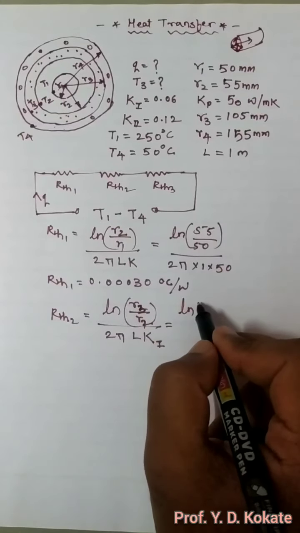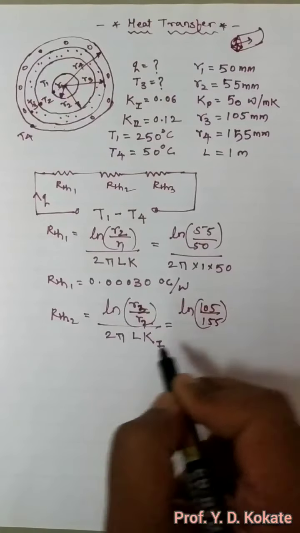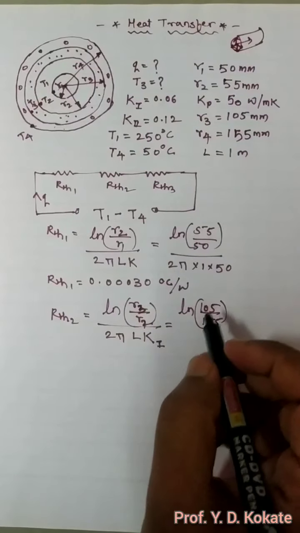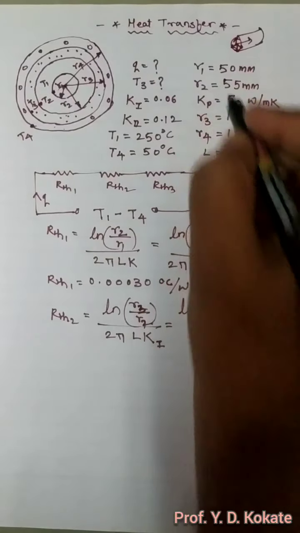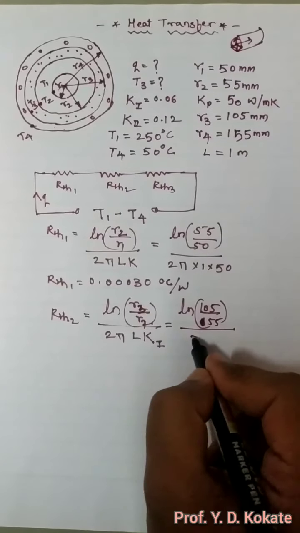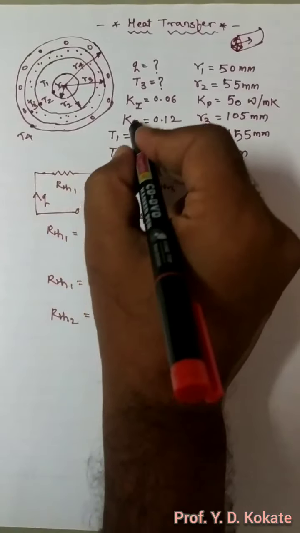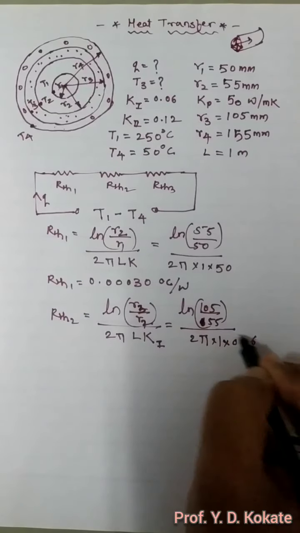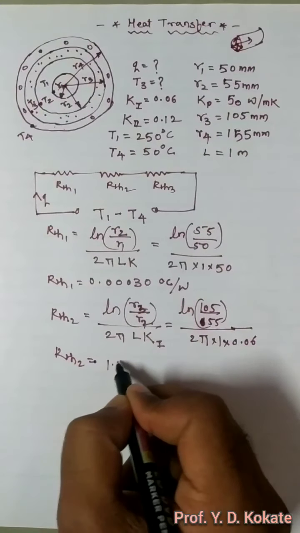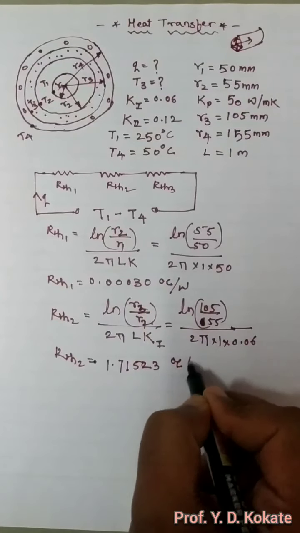So what is R3? R3 is 105 divided by R2, which is 55, extremely sorry, 55, divided by 2 pi L. What is L? 1. And what is the K for the first insulation? 0.06. So I will get the value of RTH2, which is equal to 1.71523 degrees Celsius per watt.